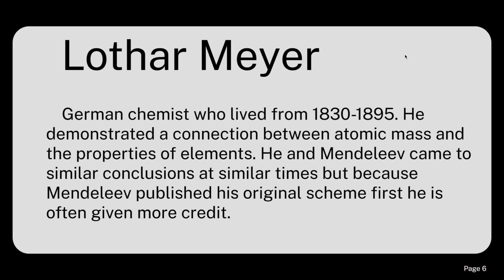The next person is Lothar Meyer. He's a German chemist who lived from 1830 to 1895. He demonstrated a connection between atomic mass and the properties of elements. He and Mendeleev came to similar conclusions at similar times, but because Mendeleev published his original ideas first, he is often given more credit. An important way to distinguish Meyer and Mendeleev is that Meyer was a German chemist and Mendeleev was a Russian chemist.